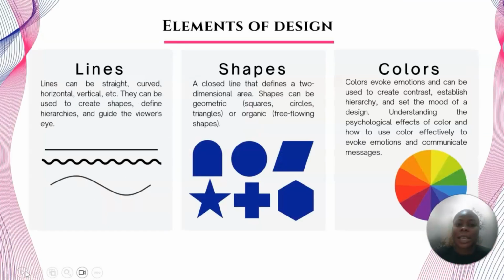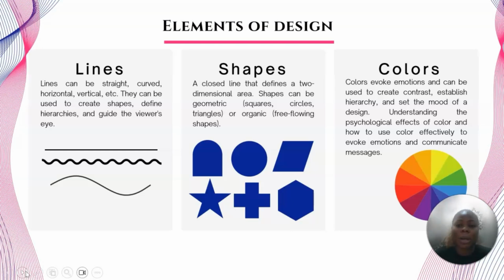So now we've come to the elements of design, and the elements of design are basically those things that are used to make up a design. We understand what graphic design means: the use of text, images, and all of that to communicate a message. All right. Now, elements of design are those things used in design to communicate a message.